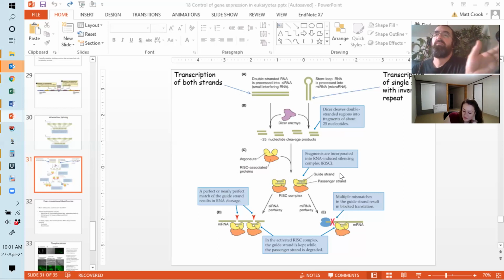Now, what it does depends on how good of a match it is. And this is where we get that distinction between transcript stability and control of translation, the balance between the two. If it is a perfect match, or nearly perfect, then the Argonaute cuts the mRNA strand.